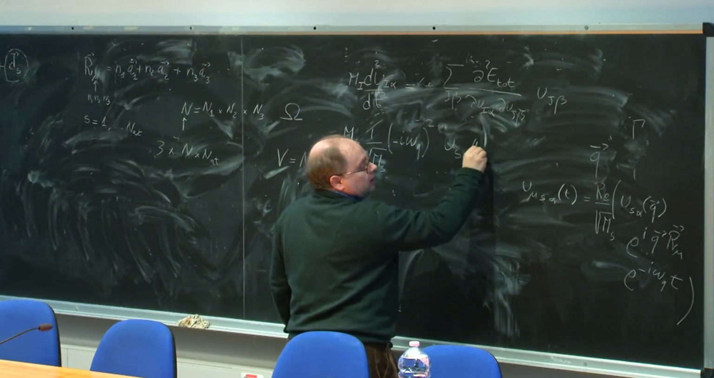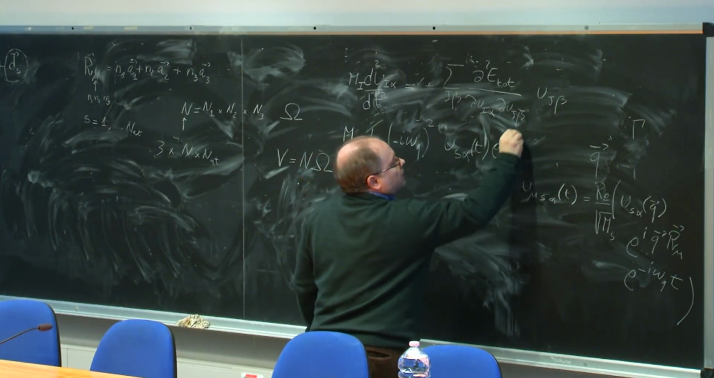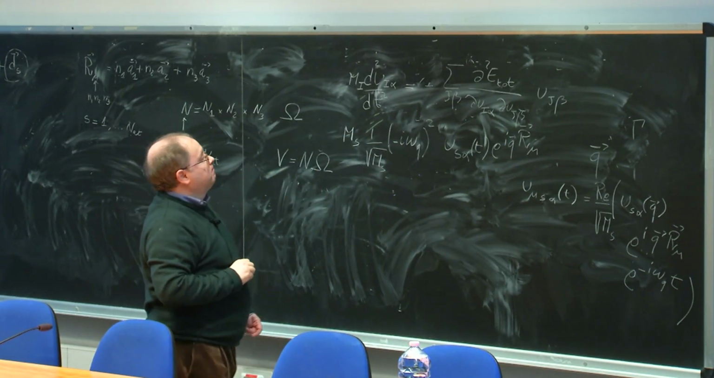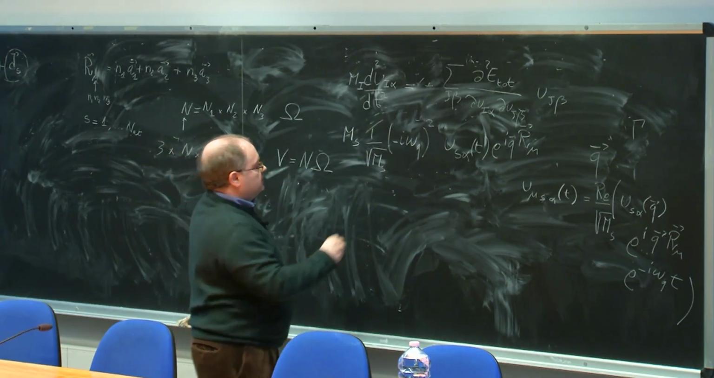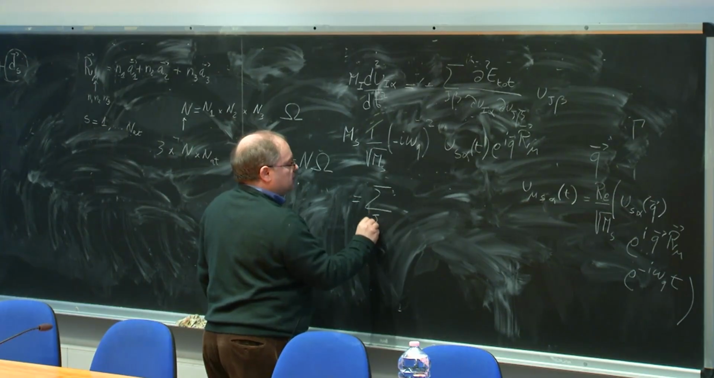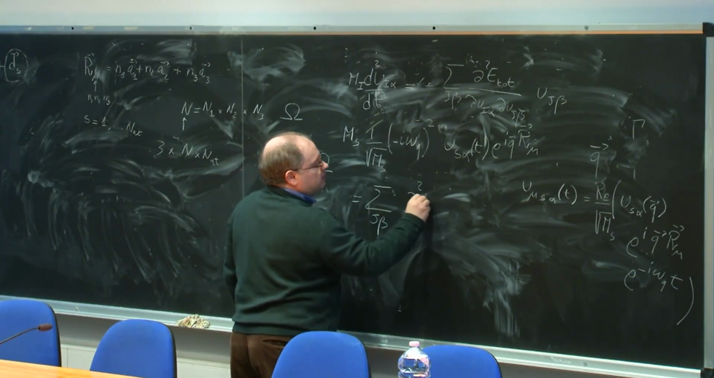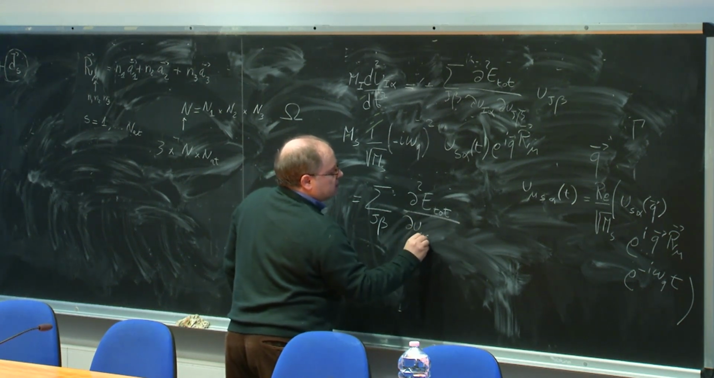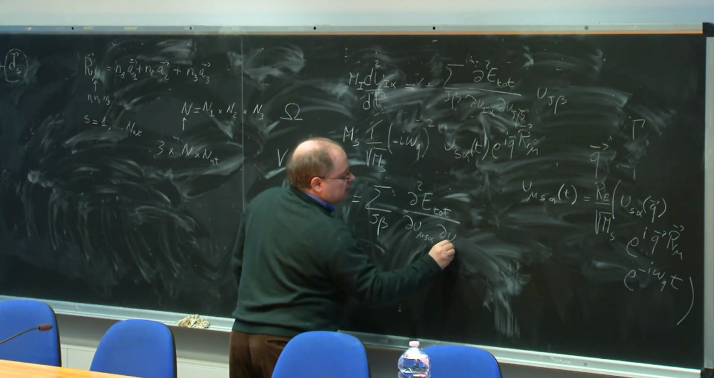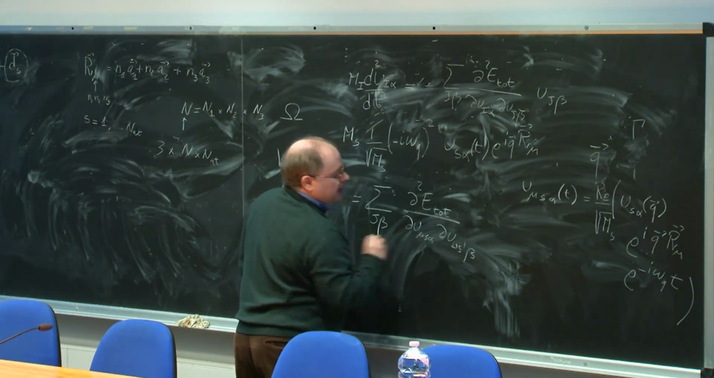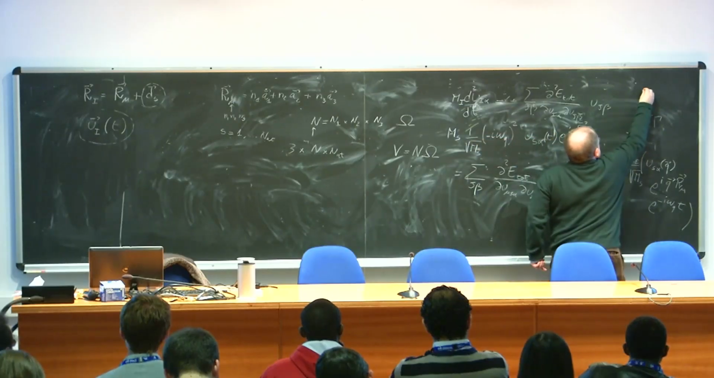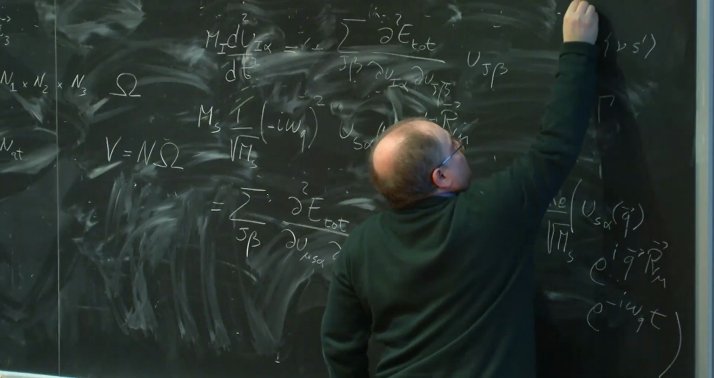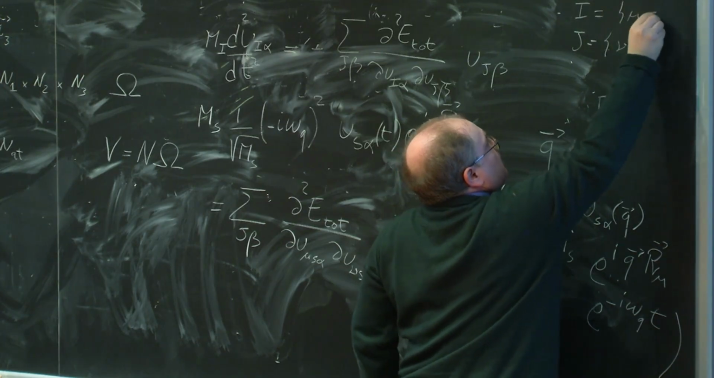U S alpha of Q, e to the I Q r mu. And this is the first term. Then this is equal to the sum over J and beta of the second derivative of the total energy with respect to U mu S alpha. Let's call them J nu S prime and beta. So we said that J is nu and S prime, and I is mu and S.